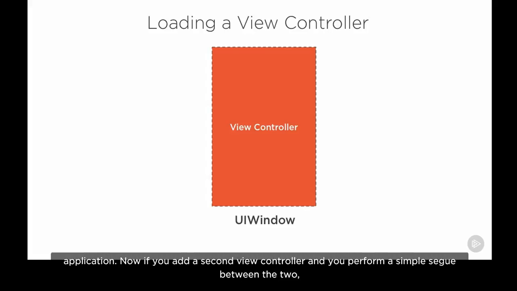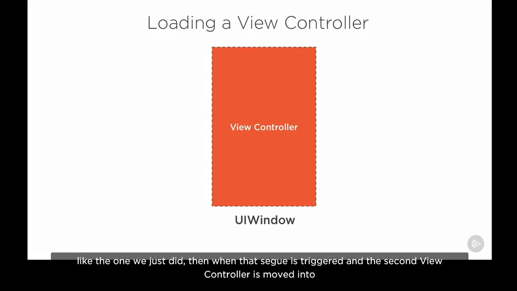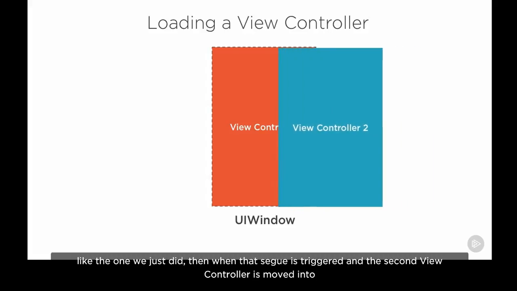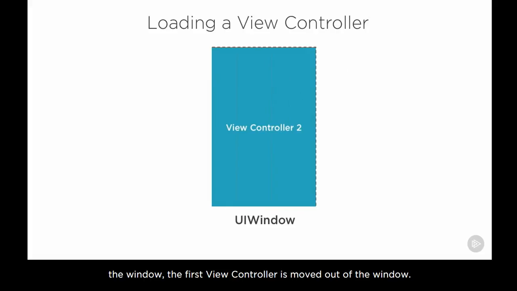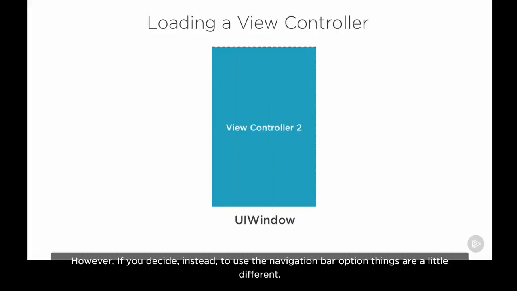Now, if you add a second view controller and you perform a simple segue between the two, like the one we just did, then when that segue is triggered and the second view controller is moved into the window, the first view controller is moved out of the window. However, if you decide instead to use the navigation bar option, things are a little different.